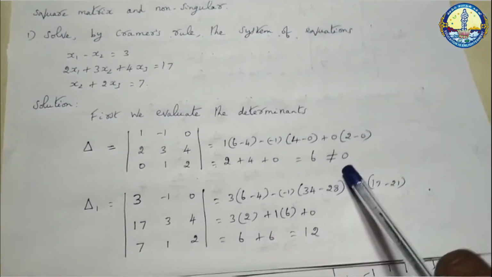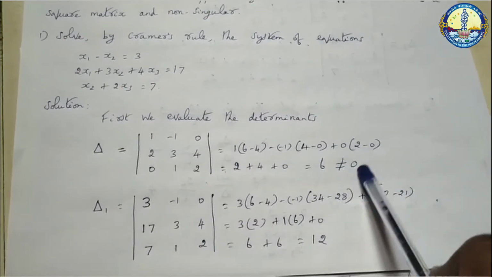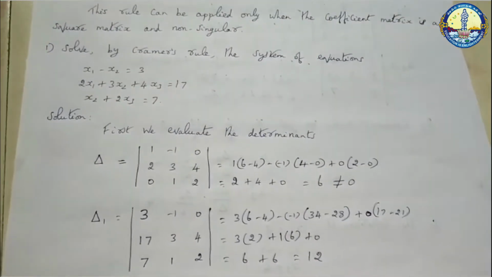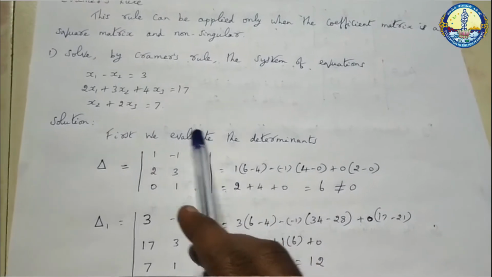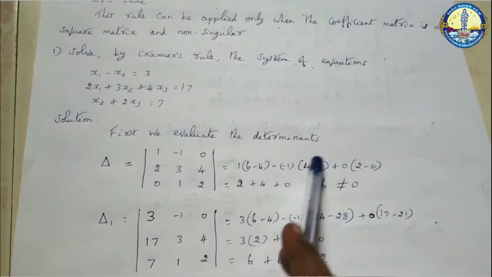Determinant not equal to 0. First, if the determinant is equal to 0, it means the matrix is a singular matrix, so we are not able to apply Cramer's rule. So the determinant of the given matrix should be not equal to 0. Then only we are able to find solutions using Cramer's rule.